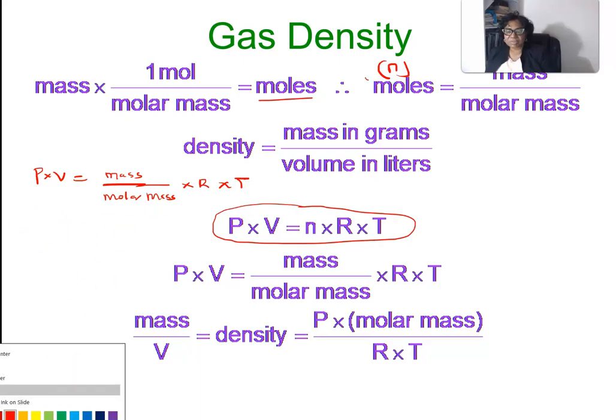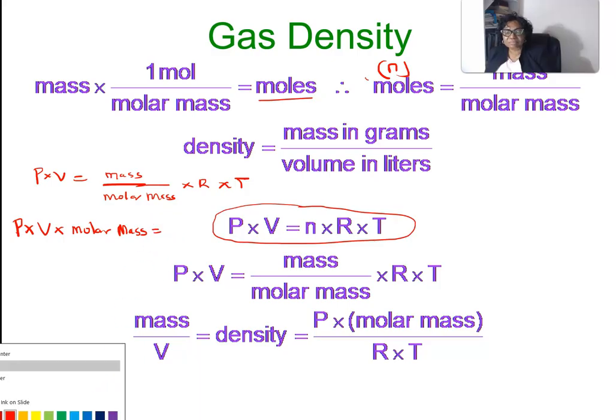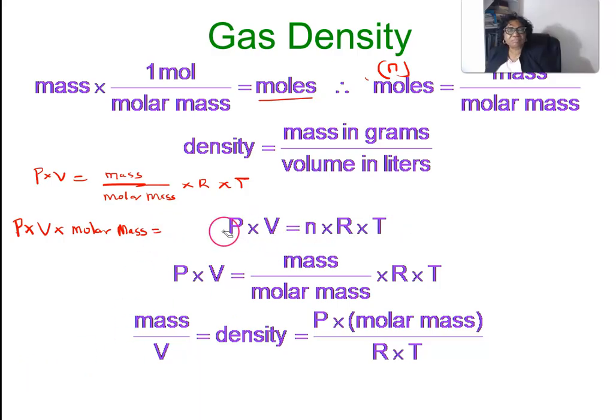I just need some space so that I can do this. So P times V times molar mass equals mass times R times T.